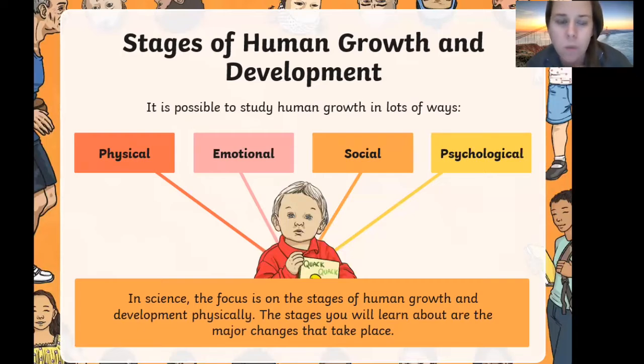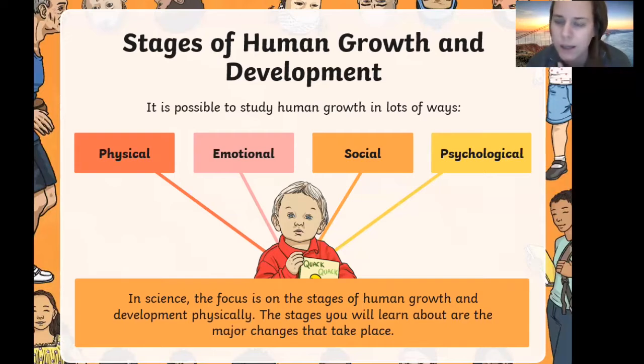There are some different ways to study human growth, and we tend to look at this physically, emotionally, socially, and psychologically. So physically, how do we actually grow? How do we grow and change? Emotionally, how do our emotions grow and change? We become much more emotionally capable, let's say.